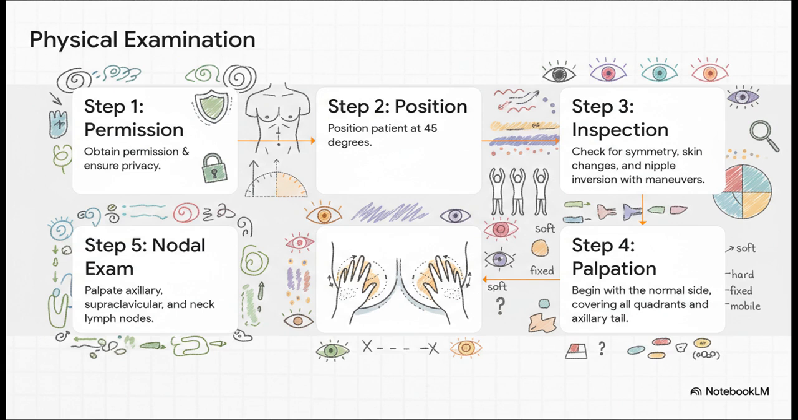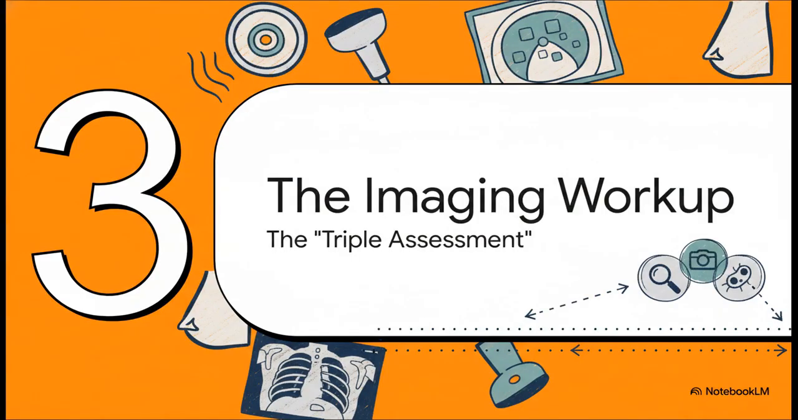For palpation, I'd start on the normal, asymptomatic side to get a feel for her baseline tissue. Then I'd carefully examine all 4 quadrants of the affected breast, not forgetting the tail of Spence. If I feel a lump, I'm noting its size, its consistency, and its mobility. Is it fixed to the skin or the chest wall? The exam always finishes with a thorough check of the lymph nodes in the axilla, above the clavicle, and in the neck. Very thorough, candidate.